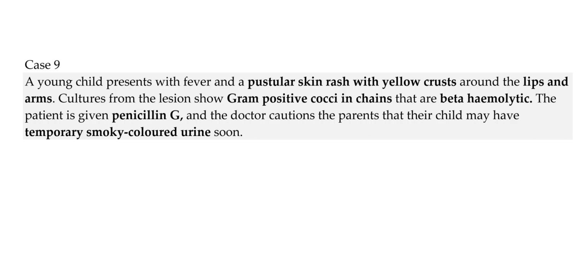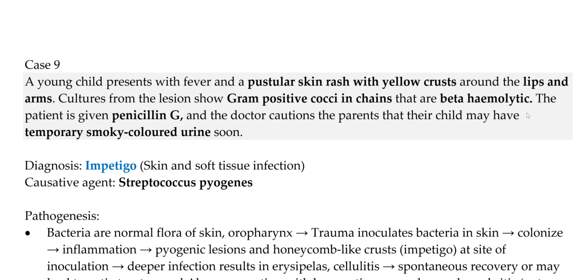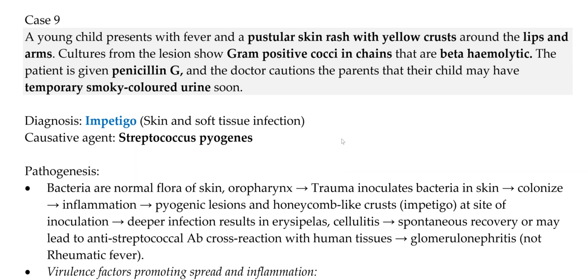A young child presents with fever and pustular skin rash with yellow crust around the lips and arms. The culture from the lesion shows gram-positive cocci, which are beta-hemolytic in nature. The patient is given penicillin G, and the doctor cautions the parent that the child may have temporary smoky-colored urine soon. So this condition is basically impetigo, which is a skin and soft tissue infection, and the causative agent is Streptococcus pyogenes. Now let us first understand the pathogenesis.